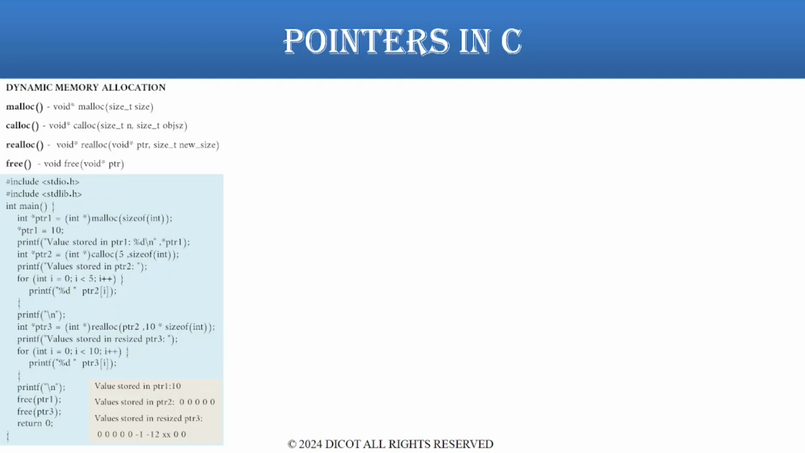Value stored in resized ptr3 is 0, 0, 0, 0, 0 because this memory is allocated by calloc, which has an initial value of 0, whereas the next 5 bytes have garbage values, -1, -12, XX, 00, because this memory is allocated by realloc, which does not initialize it to 0.